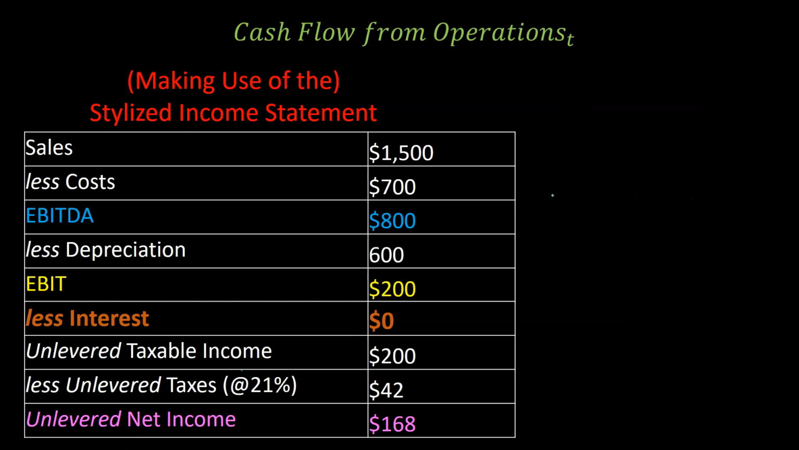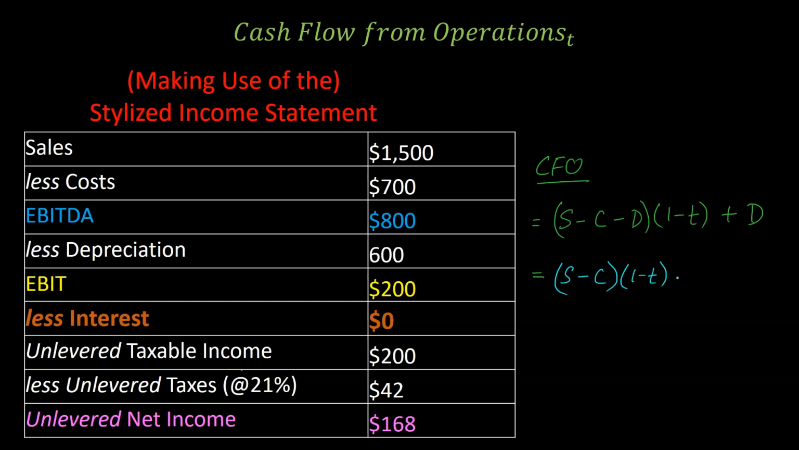So notice that we just established that cash flow from operations can be written as EBIT, S minus C minus D, all of this into 1 minus T plus the depreciation. This is just the formula that I just showed you. Well, let's, again, do a little bit of algebra, but bear with me. What if we do this? What if we take this S minus C part and multiply this by 1 minus T separately? So you do S minus C into 1 minus T, and then you take this D part and multiply this with 1 minus T separately.